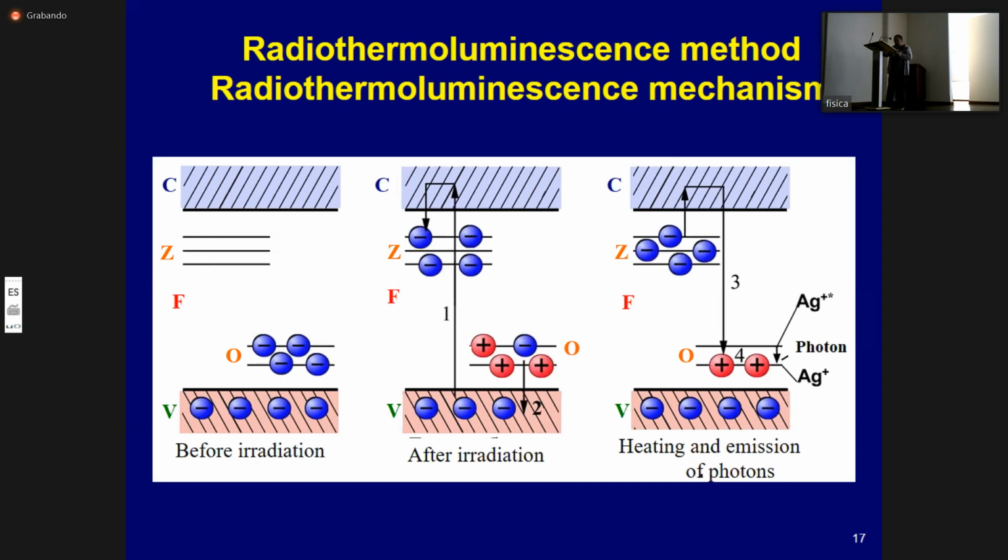Under the action of ionizing radiation, equal amounts of positive and negative charge carriers are formed in a substance. In this case, as a result of the photoelectric effect, electrons from the valence band can pass into the conduction band too, and then be localized on the capture levels Z.